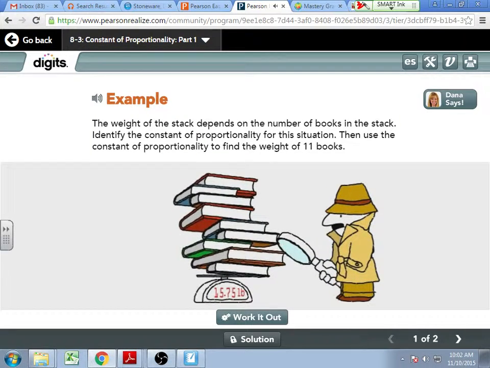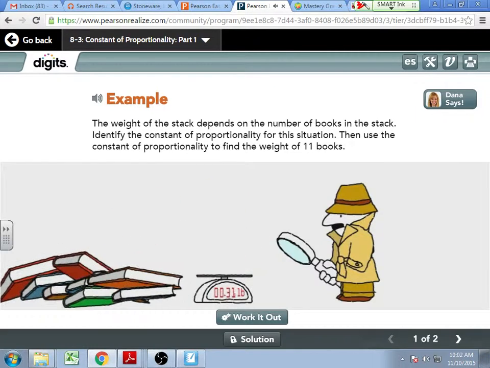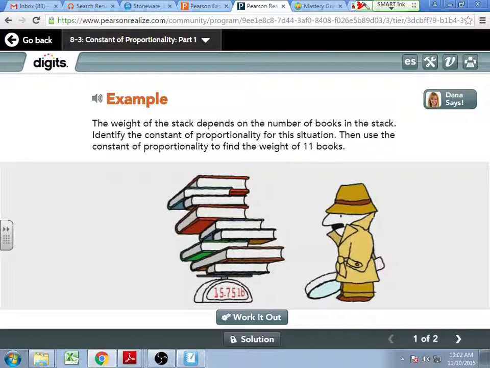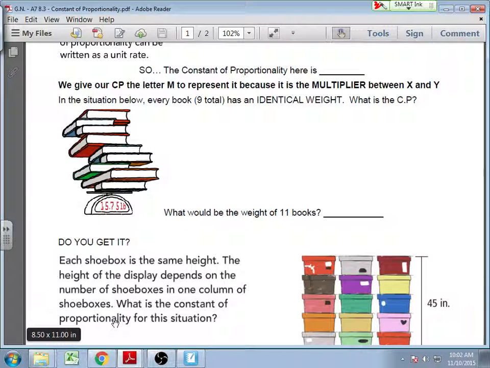If you know that all of these books are identical, could we figure out the weight per book? Yes, as long as they're identical. How? Dividing the weight by how many books there are. Yeah, if we want the weight per book, think about what I'm asking. Weight per book is just weight divided by books.